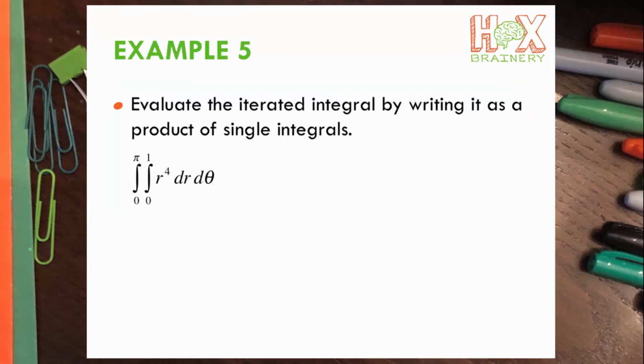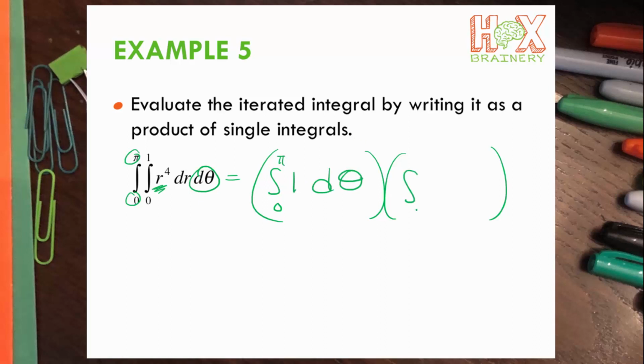All right, example 5, we want to evaluate the iterated integral by writing it as a product of single integrals. All right, so we're going to have one single integral times another one. So the first one's going to go from 0 to pi, and these are the outer limits of integration, right? So that has to do with the theta. There's no theta there, so I'm just going to put 1 d theta. And then the other single integral is going to go from 0 to 1. And this is for r. And you have an r to the 4th dr. There you go. So you can separate the r's and the thetas, really.